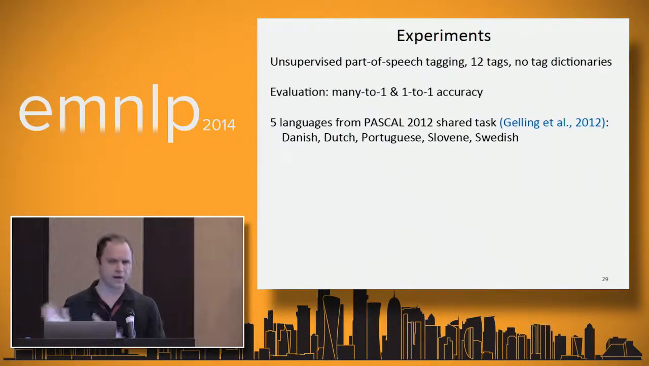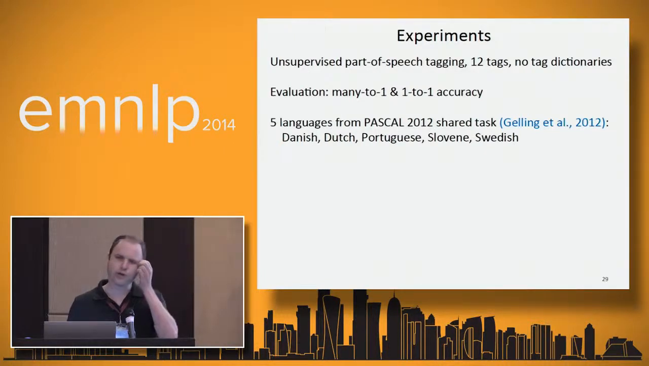Okay, so before I get into the second kind of cost function, I want to give some results so that we still know what we're talking about here. So our setting is unsupervised part-of-speech tagging. We use 12 tags, so they're just numbers 1 through 12. So we're not using any tag dictionaries. To evaluate, we're using standard many-to-one and one-to-one accuracy metrics. We're using 5 languages from the Pascal 2012 shared task. And all the numbers I'll report are averages for these metrics across the 5 languages. And you can, of course, see the paper for the results for each language.